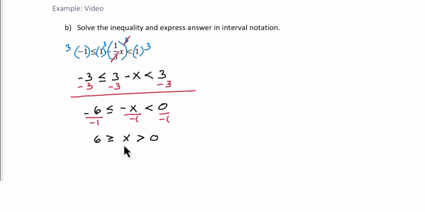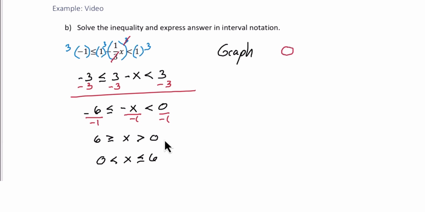Notice now that we have x in the middle, but the numbers are a little weird because we have our bigger number on the left side and the smaller number on the right. So we want to reorder this. We have 0 is less than x is less than or equal to 6. Now it looks a little better because the numbers are in the correct order. And that will make a lot more sense when we look at a graph.